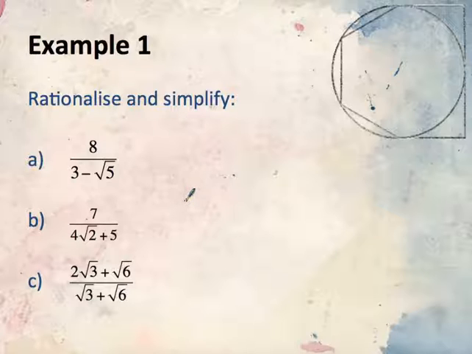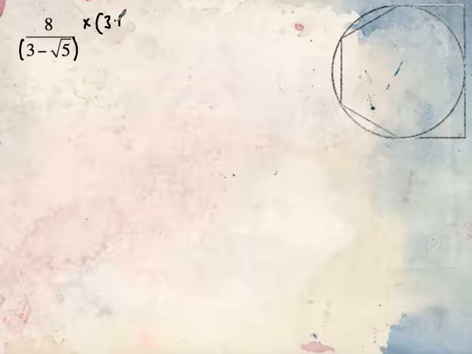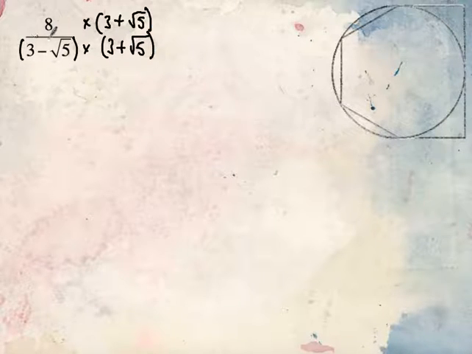Okay, so we have three examples here. Rationalise and simplify these three expressions. Starting with 8 over 3 minus root 5, what we want to do is multiply the top and bottom of this expression by the conjugate. Please remember that this is implied in brackets underneath here, so write your expressions in brackets as well. The conjugate is exactly the same expression, but notice I've swapped the sign here from minus to plus. I'm just going to multiply top and bottom by 3 plus root 5.